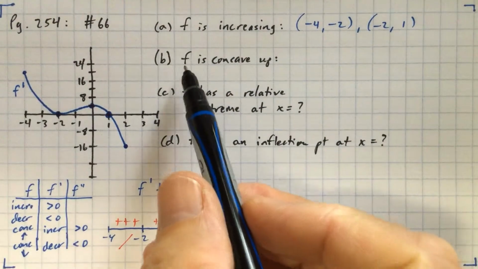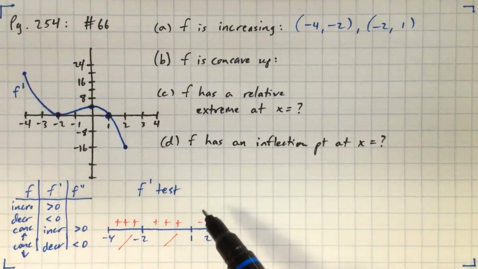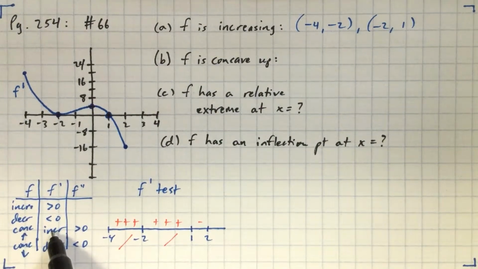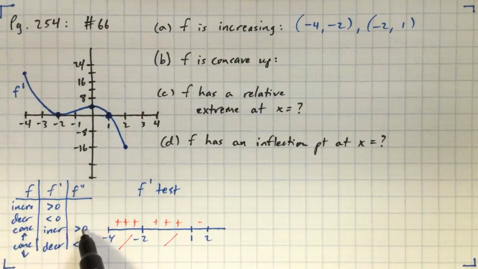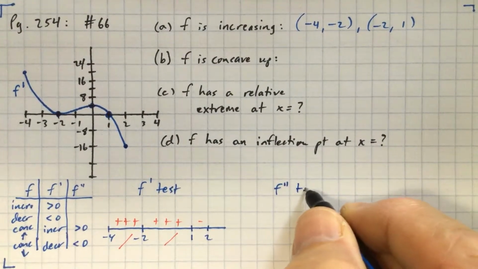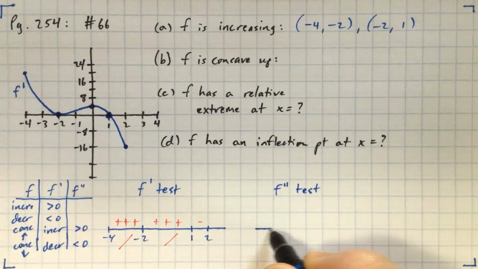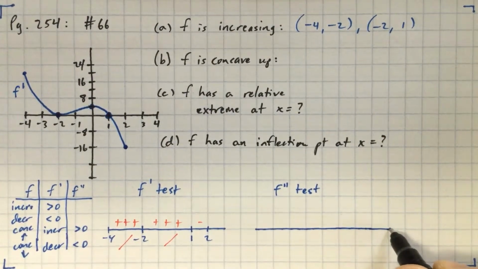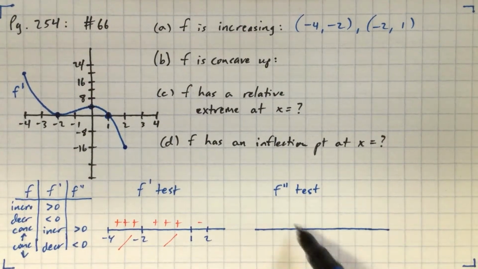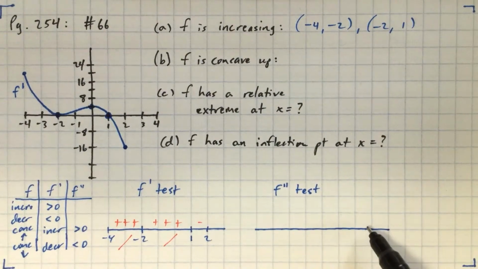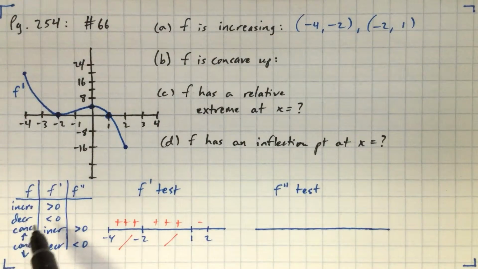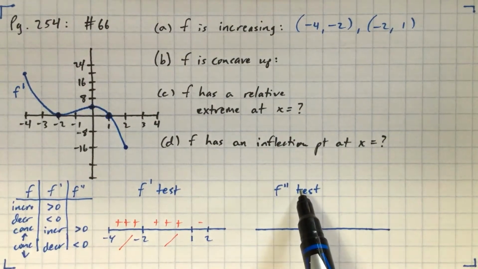And then we want to figure out where f is concave up. Well, f is concave up where f prime is increasing, and where f double prime is positive. So if we create an f double prime test, it looks just like the stuff we've done before. It makes it a lot easier to summarize f double prime when we write it down in a format like we've done before. So what you're looking for here is, again, the f double prime test.